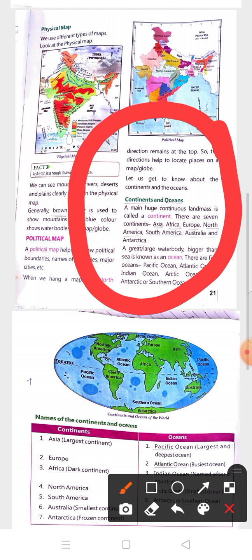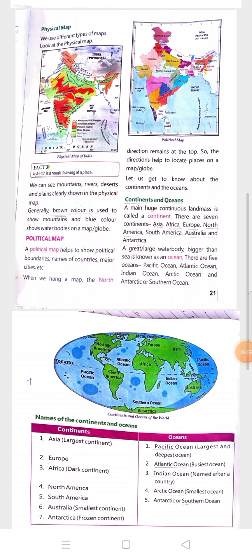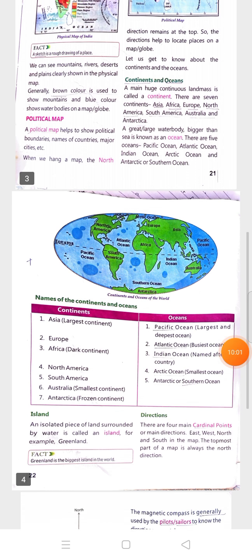This is page number 21 reading. Now come to page number 22.